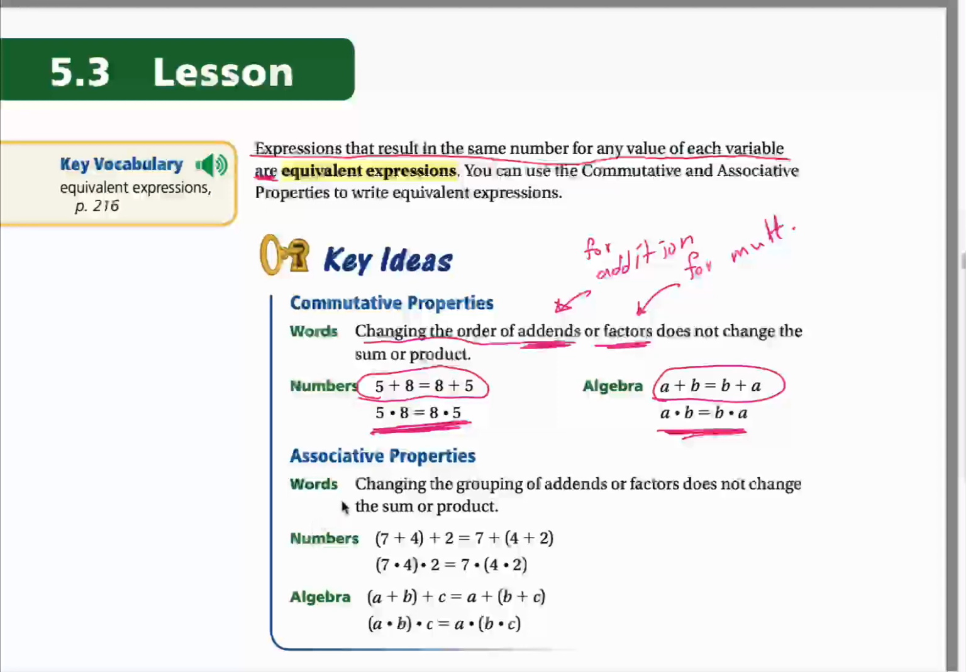The second property here is the associative property. And in associative property, it works also for multiplication and for addition. And it says that changing the grouping of addends of course for addition, or factors for multiplication, does not change the sum for addition or product for multiplication. What do we mean by grouping? Let's see. We have here 7.